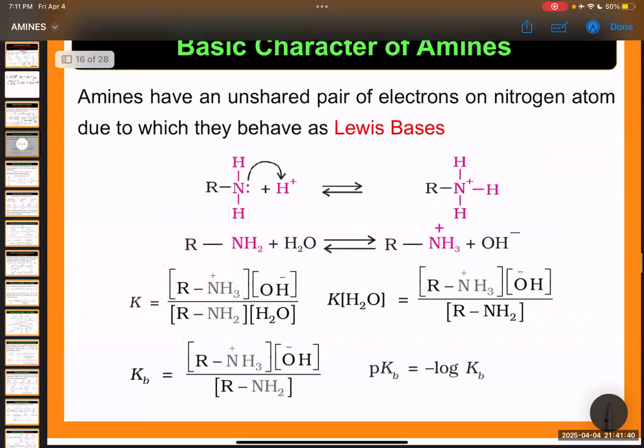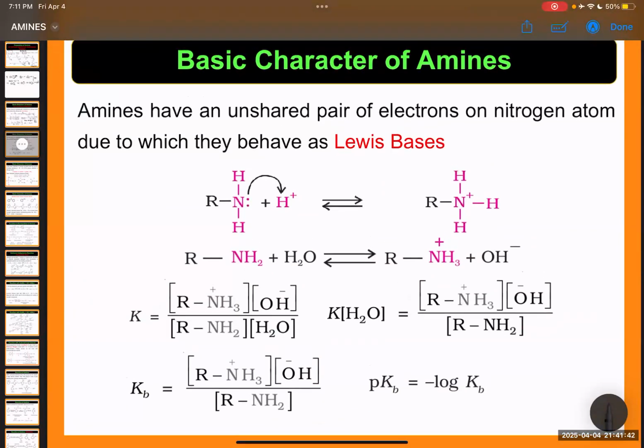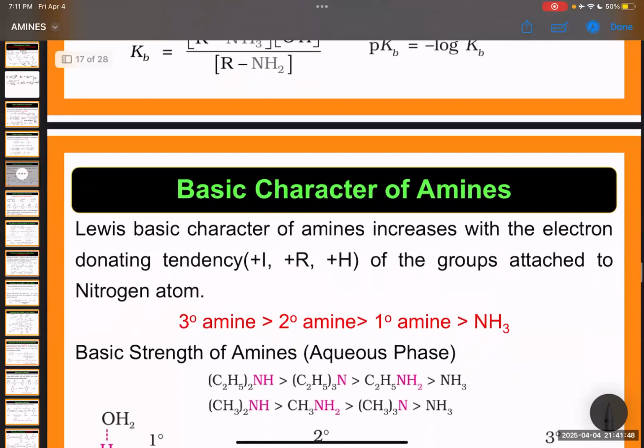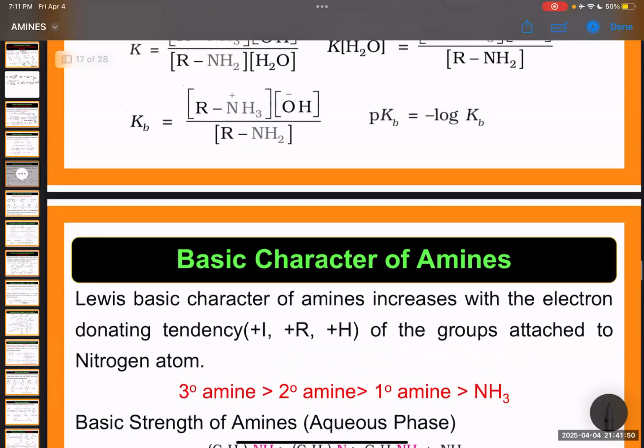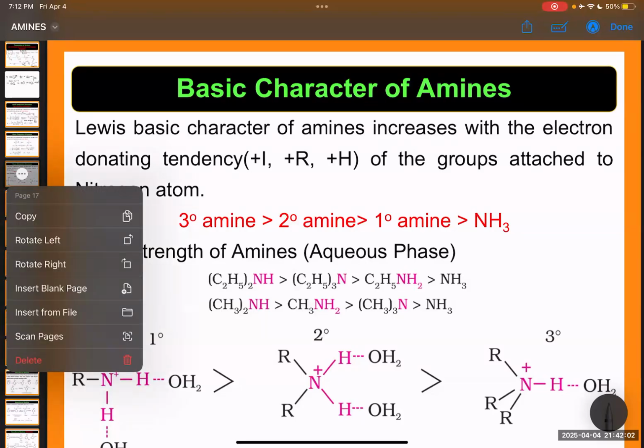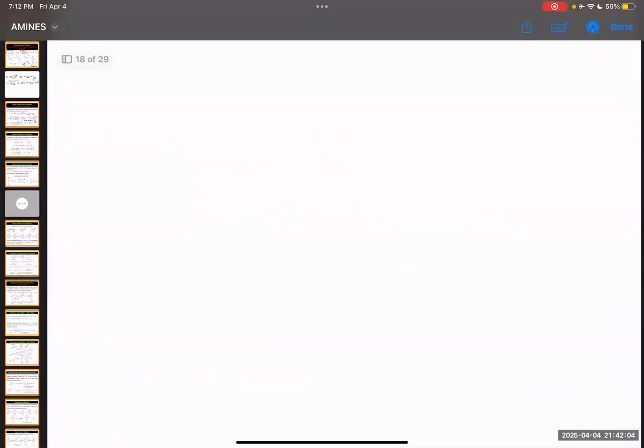So this is basic strength for amines. Again the same thing, you can write this expression. But there is an important point. What all factors are going to affect the basic strength? For that, I'm going to tell you one thing.